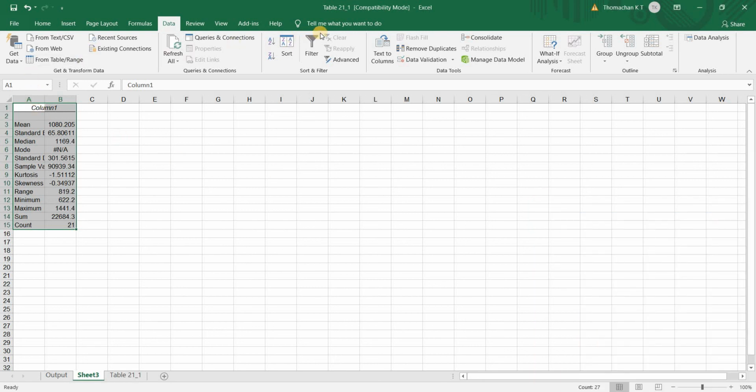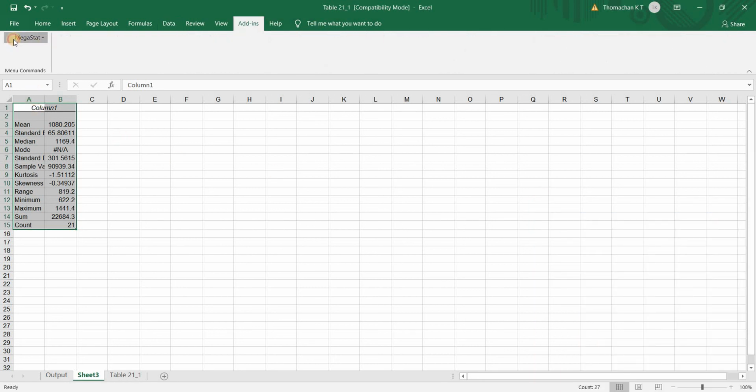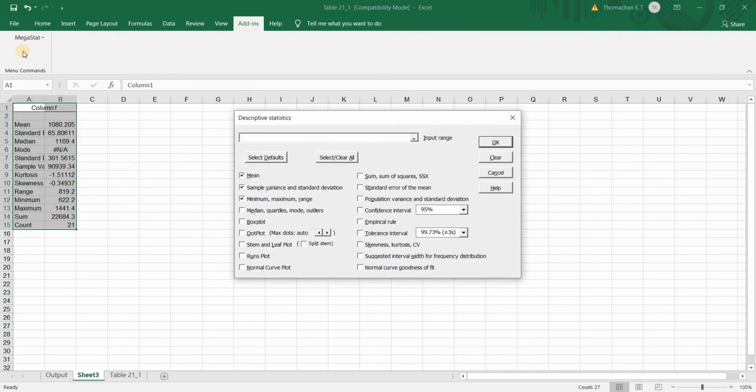I always prefer Megastat for descriptive statistics, because Megastat will give you most of the statistical techniques, most of the summary measures which we have discussed. Most of the summary measures we have studied can be calculated by using Megastat.